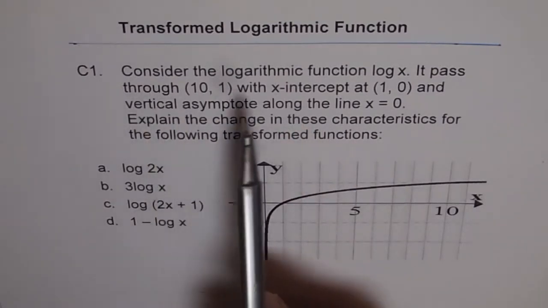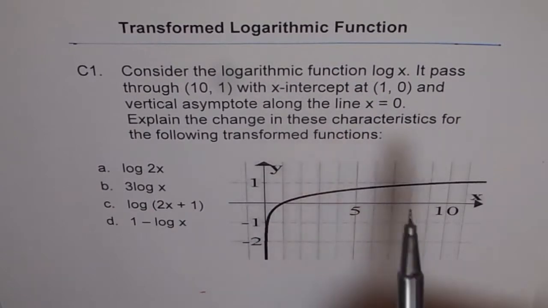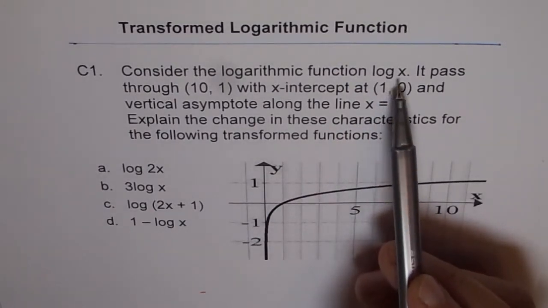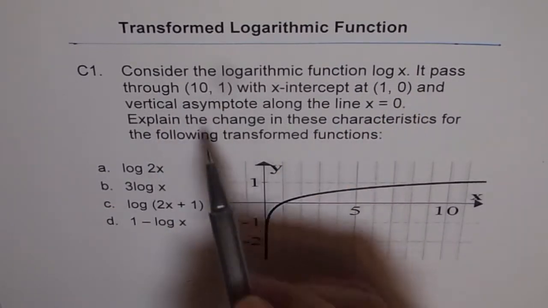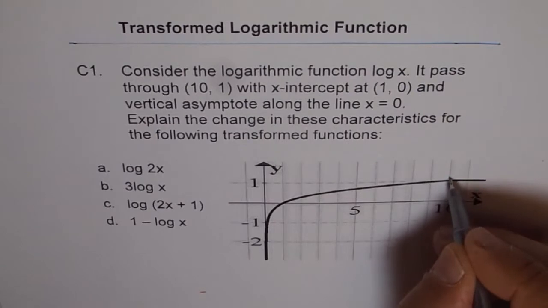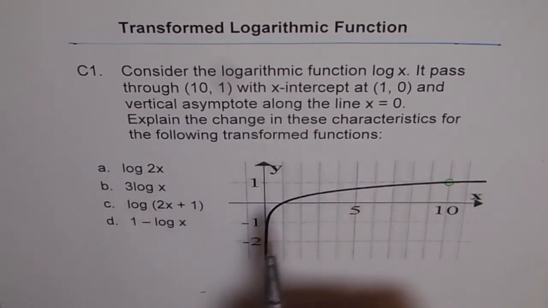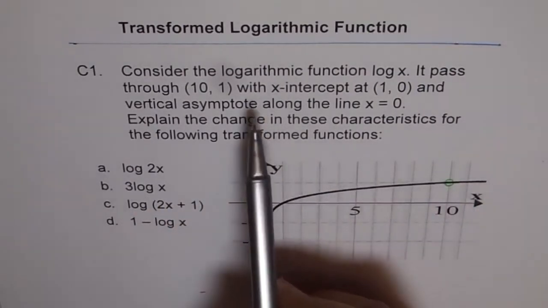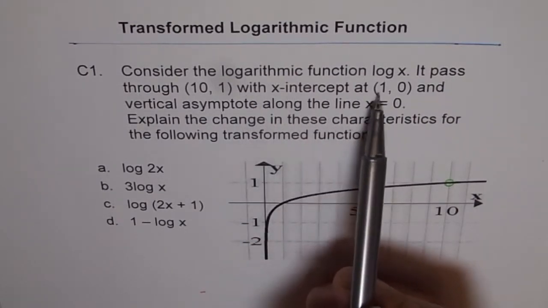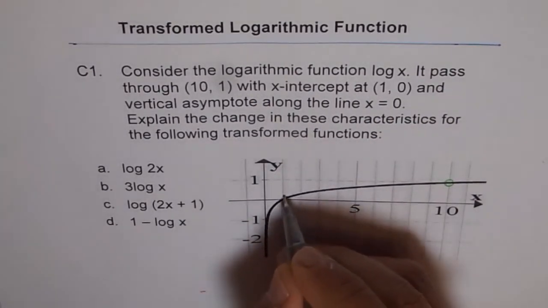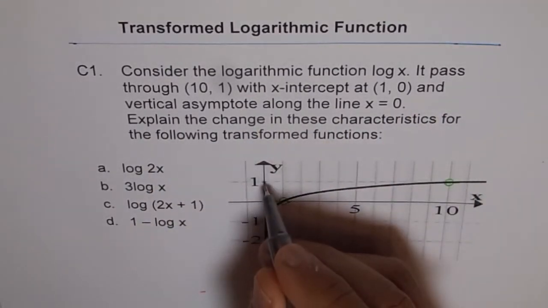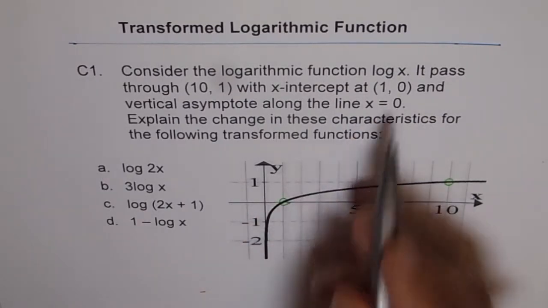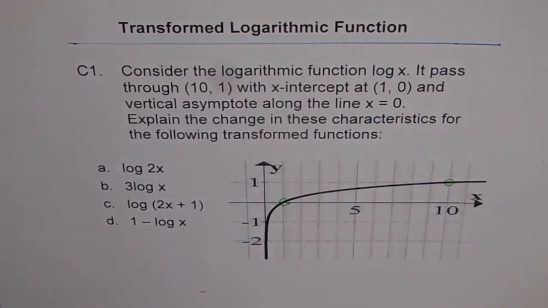So when we say consider logarithmic function log x, it could be any function. At present we have taken log to the base 10. So it passes through (10, 1), right? So this is the point (10, 1). Log to the base 10 of 10 is 1. Now, with x-intercept at (1, 0), correct? And a vertical asymptote along the y-axis, along the line x equals 0. So the y-axis is normally the vertical asymptote of a base function, right?